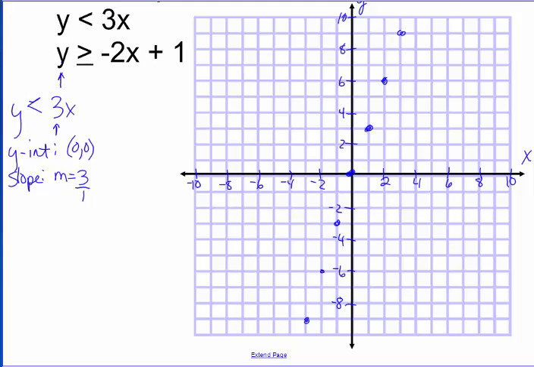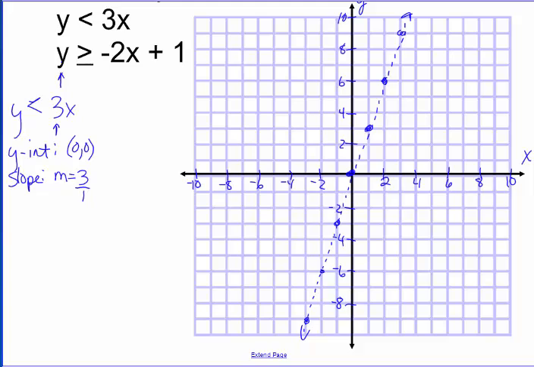Then determine whether it's a dotted or solid line. So remember, you're looking at your inequality, looking for the line underneath that represents the equals. That inequality does not have an equals, so we are going to do a dotted line. And then we do our shading.